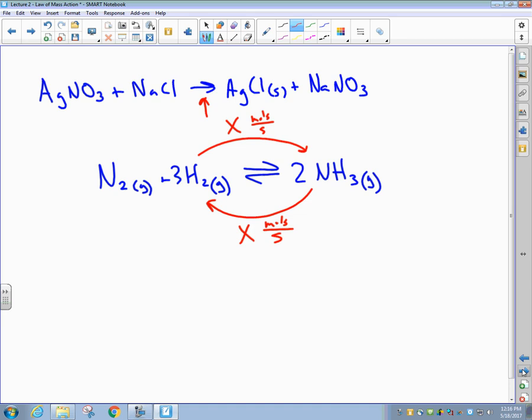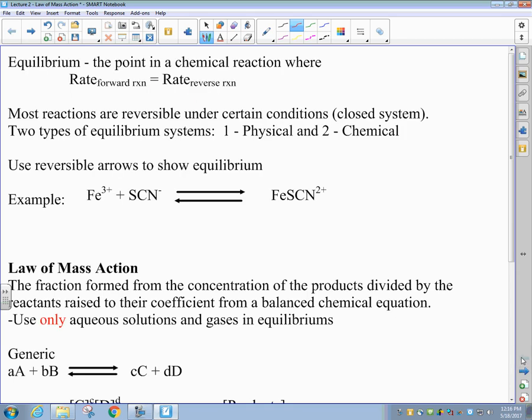All right, if we go back to our slide here, most reactions are reversible under certain conditions, in a closed system. And you have two types of equilibrium systems. You have physical equilibriums and chemical equilibriums. We are going to focus mostly in our class on the chemical equilibriums. As I showed you on the previous slide, we use reversible arrows to show that equilibrium. So your second example of an equilibrium: the iron ion combined together with a thiocyanate ion will form an equilibrium with the thiocyanato iron 3 ion, the complex ion that's shown on the right-hand side of that equilibrium equation.